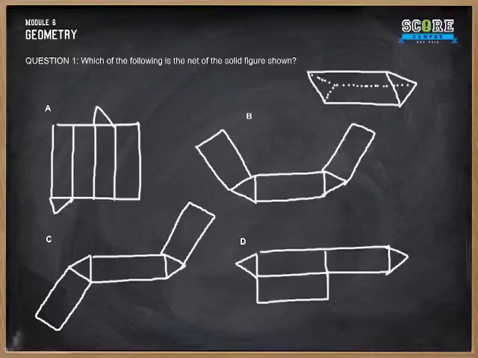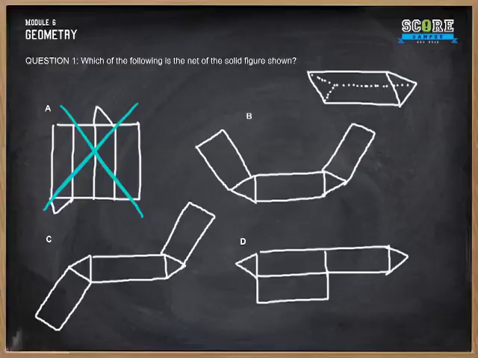Question 1, students, which of the following is the net of the solid figure shown? So this is the solid figure shown. Take a close look at it and you will realize, what do you see in this? You see it is a prism with two triangular faces and three rectangular faces. That's one right there. That's the second one. And that's the third one. So you've got two triangular faces and three rectangular faces. That automatically rules out figure A. So let's cross figure A out.